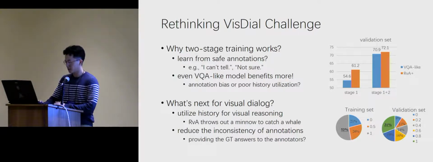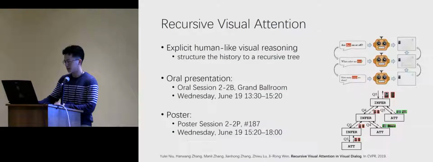Finally, we have some suggestions on the future of the visual dialogue task. Visual dialogue is a very good task for reasoning from both vision and language, especially for the dialogue history. Our proposed recursive visual attention is just one small step in real reasoning. Since there exists the inconsistency between the sparse and dense annotations, maybe the annotators can be provided with the ground truth answers for further annotations to see whether the inconsistency hurts the utilization of the dialogue history.